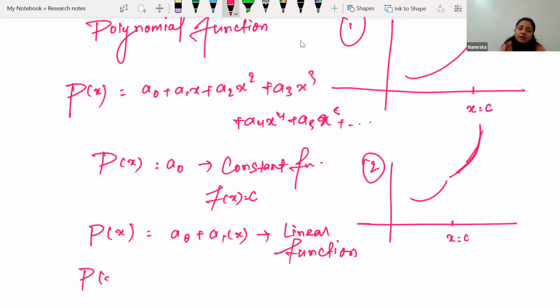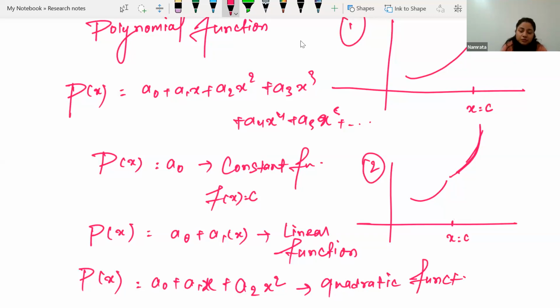If we take p(x) equals a0 plus a1x plus a2x square, only these three terms, up to x square, the degree of this polynomial is 2. So this is called a quadratic polynomial or quadratic function.